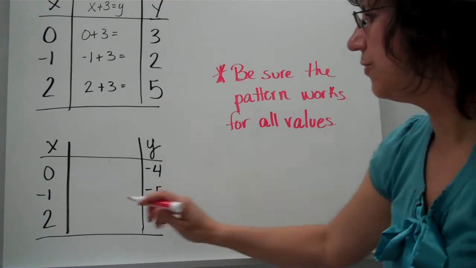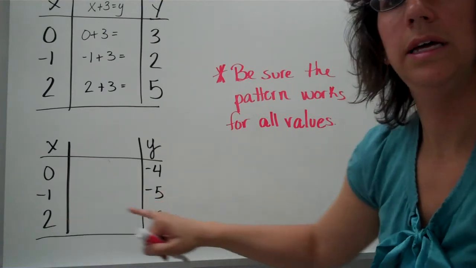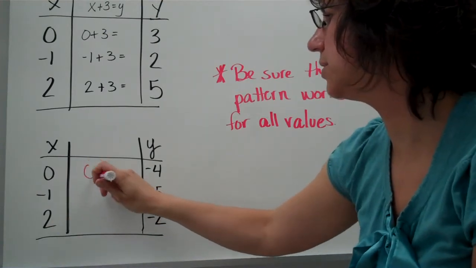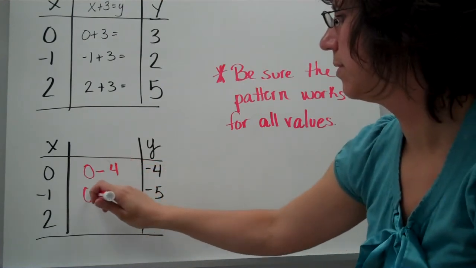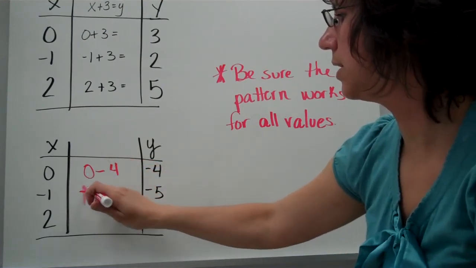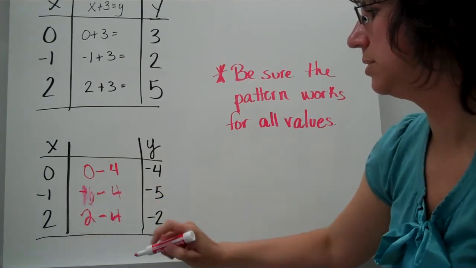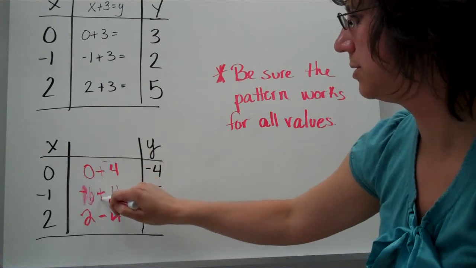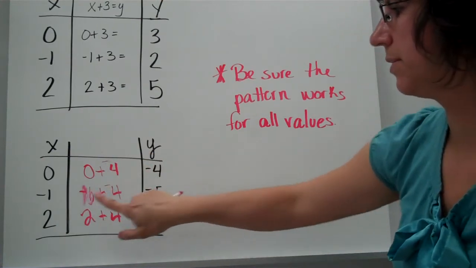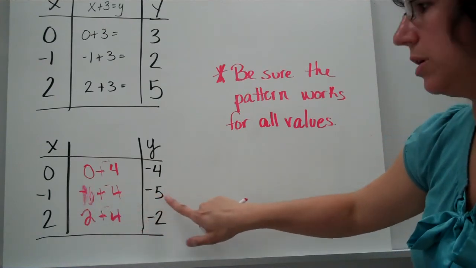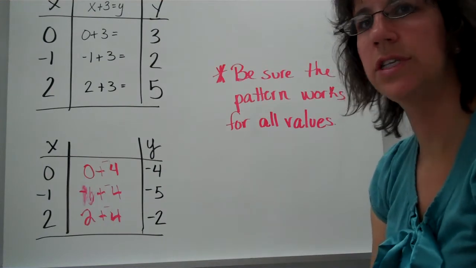All right, hopefully you saw that this is getting smaller, smaller, and smaller. So what exactly is happening here? If we subtract 4, 0 minus 4, negative 1 minus 4, 2 minus 4, do our keep change change: 0 plus negative 4, negative 1 plus negative 4, and 2 plus negative 4. That works each and every time.